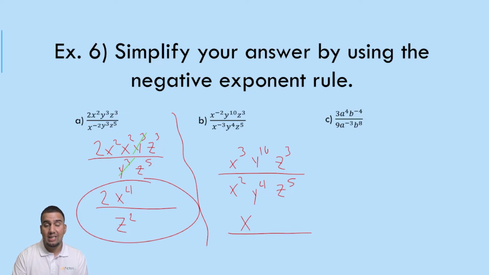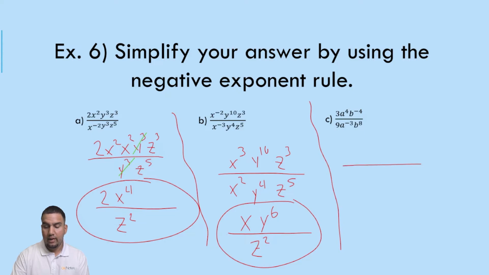10 minus 4 is 6. 10 is bigger, so it's going to go on top. Y to the 6. Z cubed over z to the 5, I'm going to subtract the exponent. It's 2. I'm going to put it where it's bigger, which is on the bottom. And that's my final answer. Hopefully you got that right. So now we move on to C. Again, if you feel ready, pause the video and then press play when you're done.